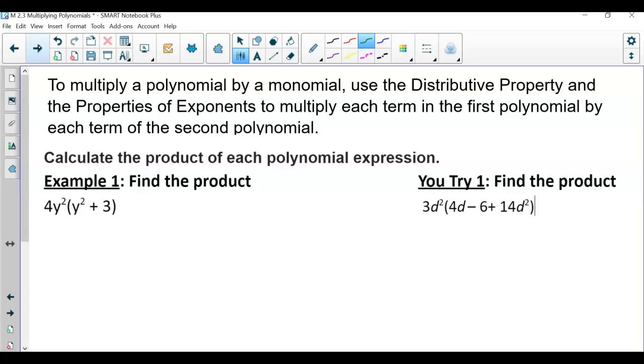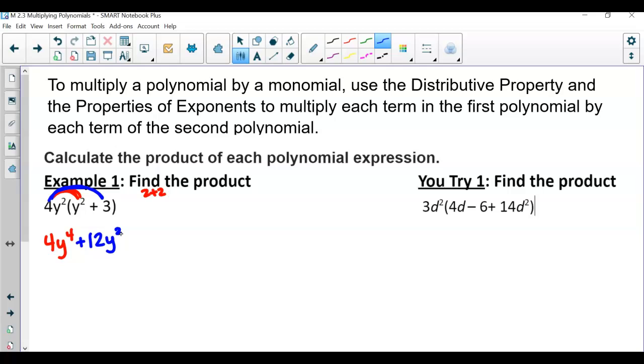So here, again, this is just a review on distributing, where we apply the property of the exponent where we're adding them. So I've got 4y squared times y squared. Well, that now gives me 4y to the fourth power. 2 plus 2, add the exponents when multiplying. Then here we're distributing 4y squared times 3. Well, 4 times 3 is 12, and then just bring down that y squared. So go ahead, pause the video, and try this on your own, just like the one that we just did here.